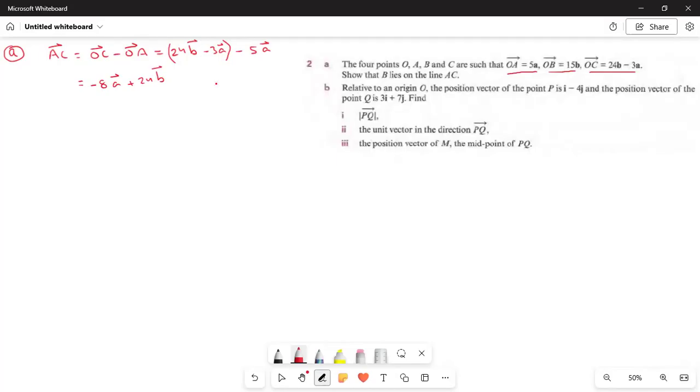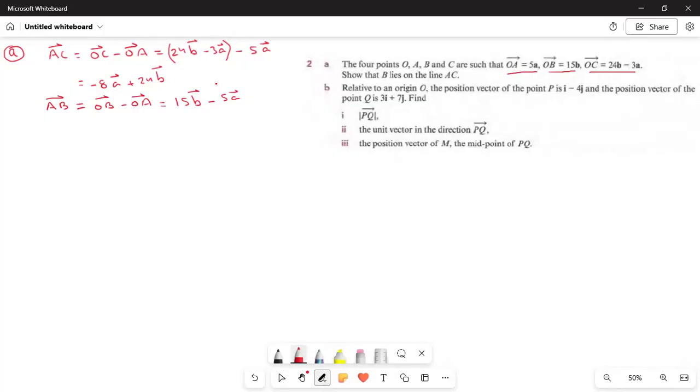So we found AC. Now I want to find AB. So AB is of course OB minus OA. Now OB is 15B, minus OA, which is 5A.